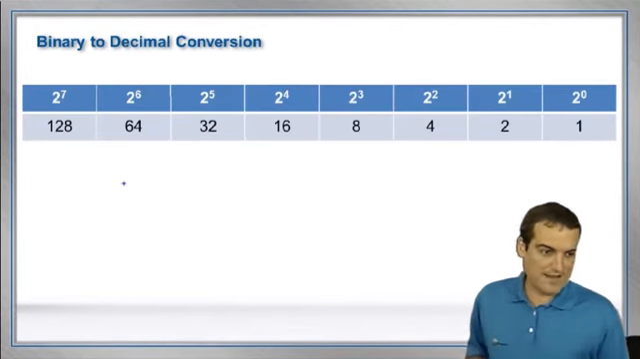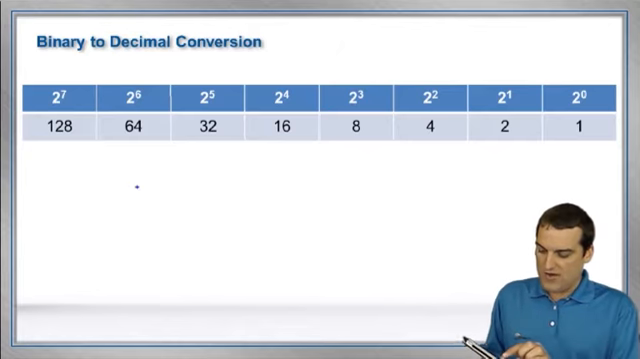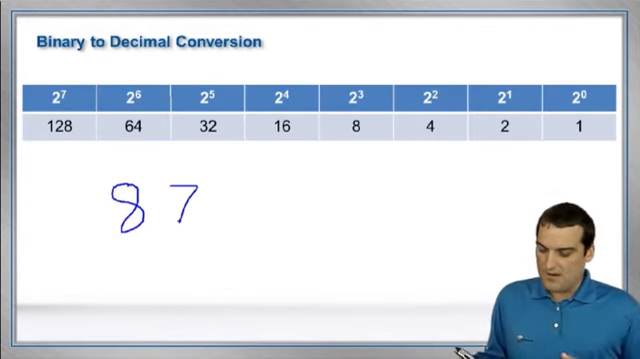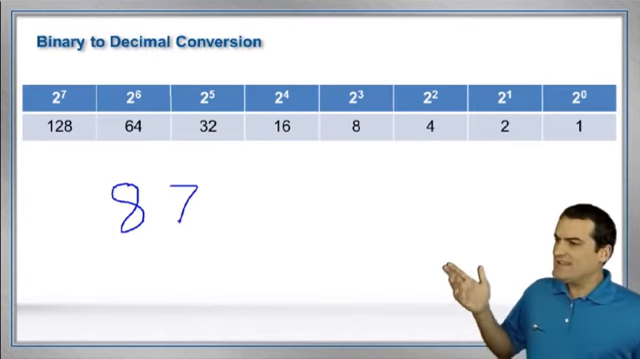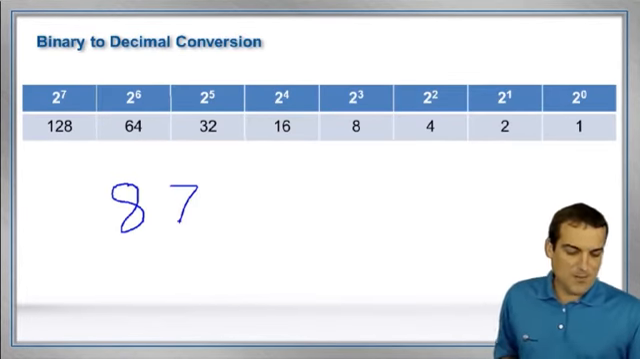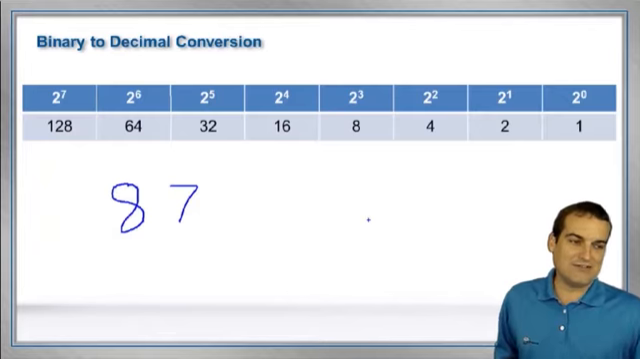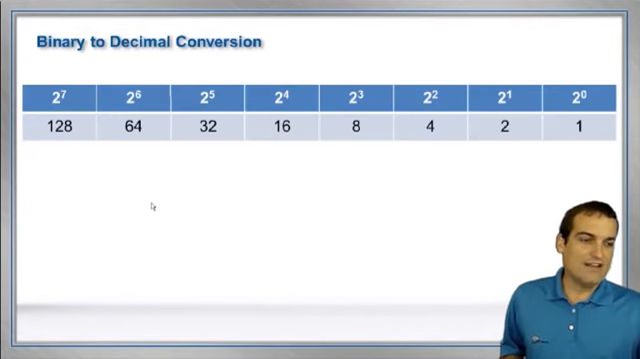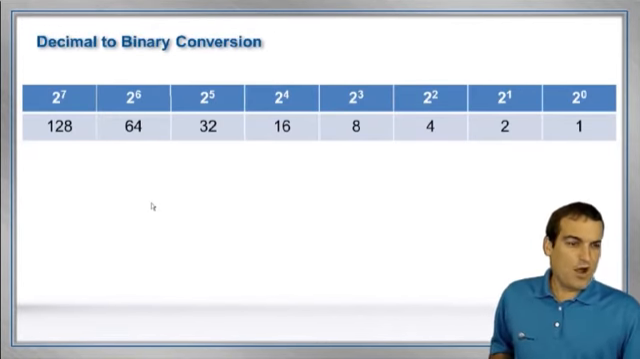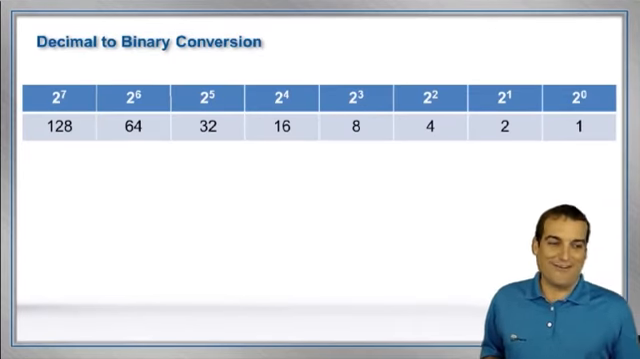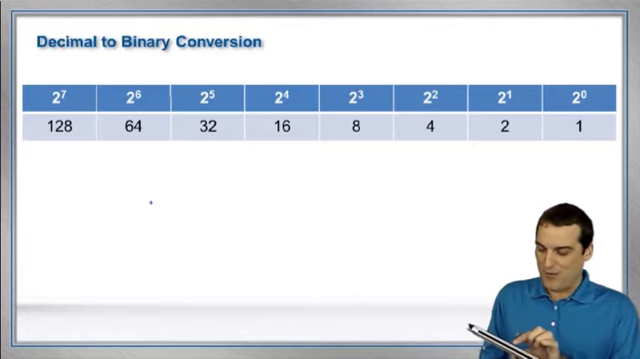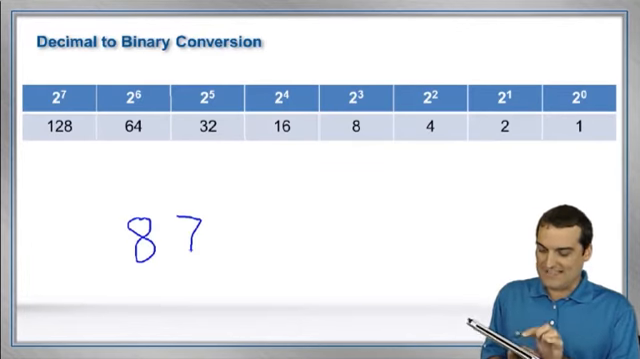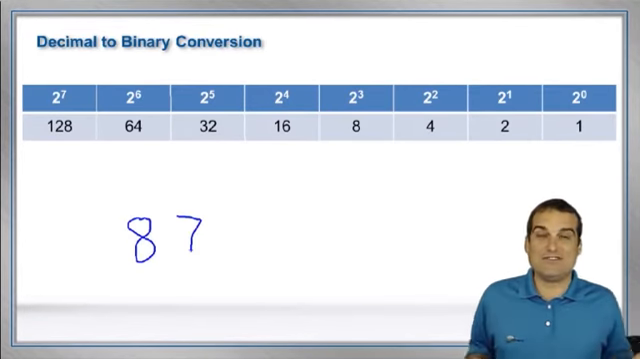Okay, so let me get my drawing tool out here. We have the number 87. The title of this slide is decimal to binary conversion. So we're going to do our decimal to binary. We're going to go with 87 as an example of some decimal number.